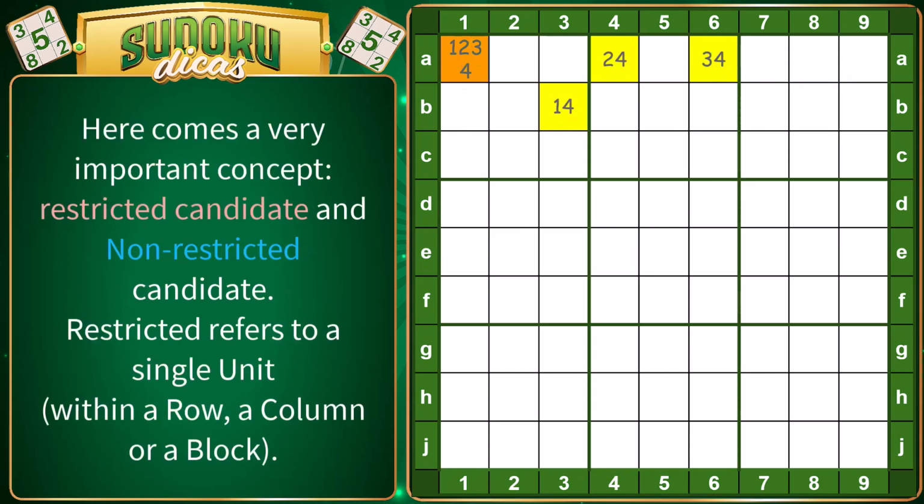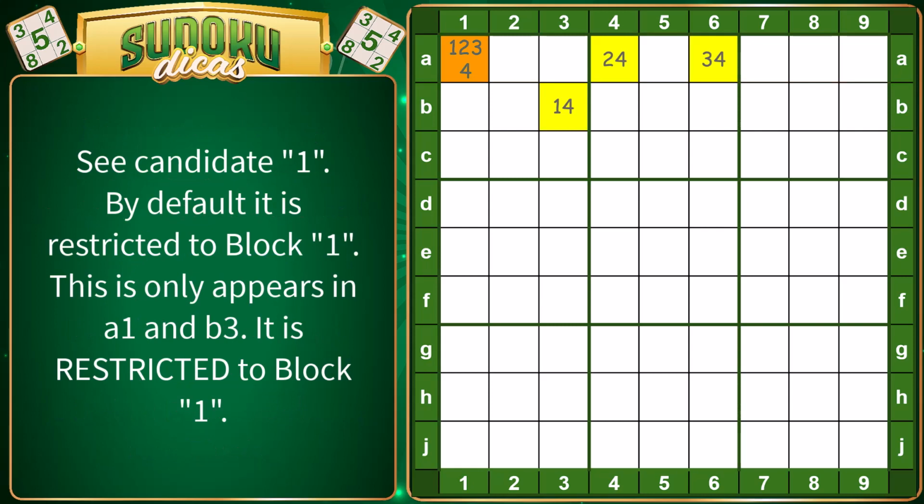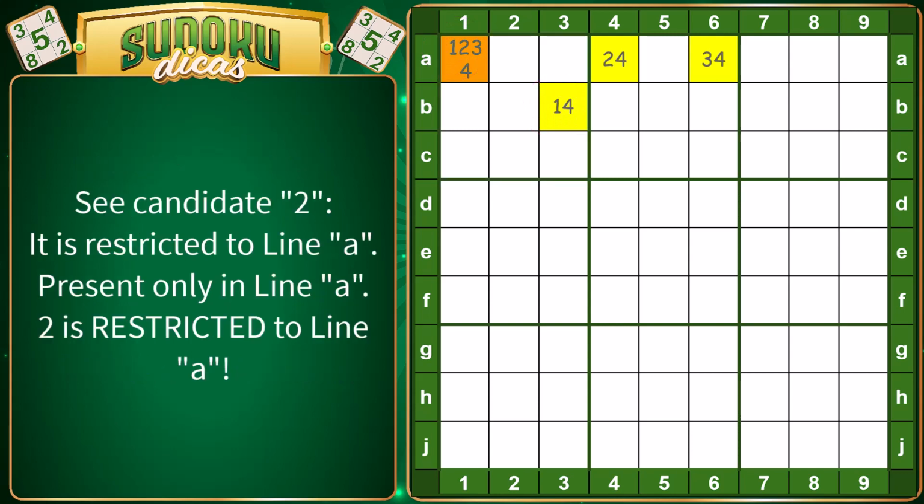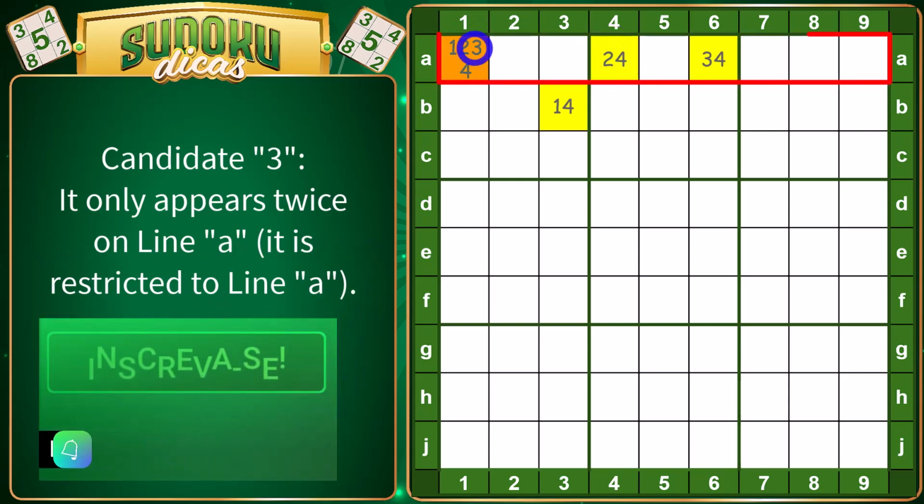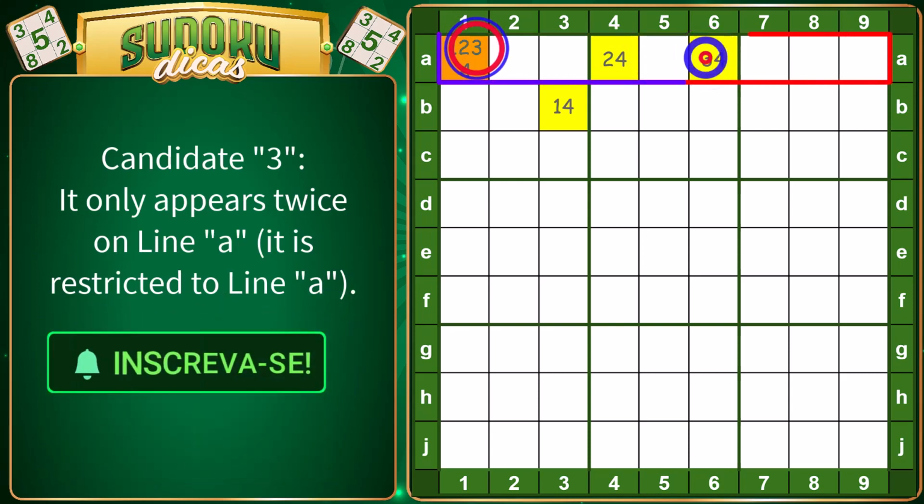Here comes a very important concept: restricted candidate and non-restricted candidate. Restricted refers to a single unit, within a row, a column or a block. See candidate 1. By default it is restricted to block 1. This only appears in A1 and B3. It is restricted to block 1. See candidate 2. It is restricted to line A. Present only in line A. 2 is restricted to line A. Candidate 3, it only appears twice on line A. It is restricted to line A.